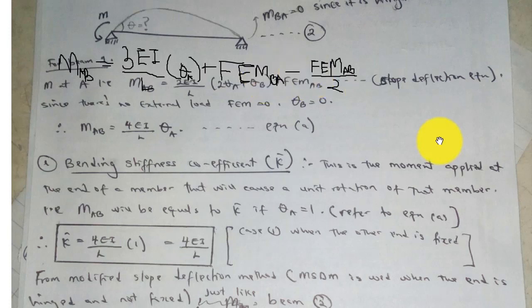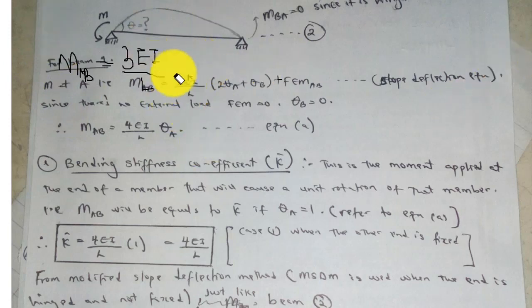But here, since we don't have an externally applied load, there will be no fixed end moment. So the fixed end moment will be out of the way. We'll be left with MAB equal to 3EI over L multiplied by theta A. So this is the value of MAB for the second beam. I should have written it here, but it skipped my mind when I was compiling this. So this is MAB for beam 1, and this is MAB for beam 2. I will use it now.